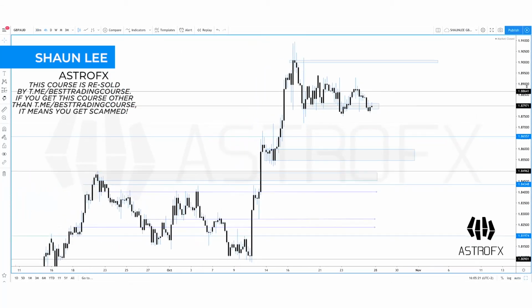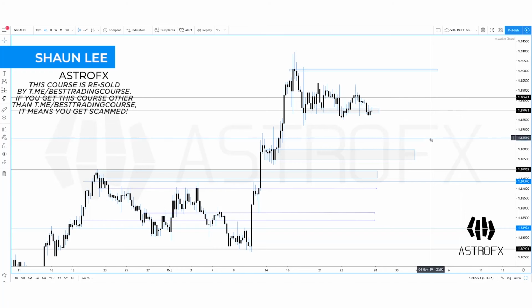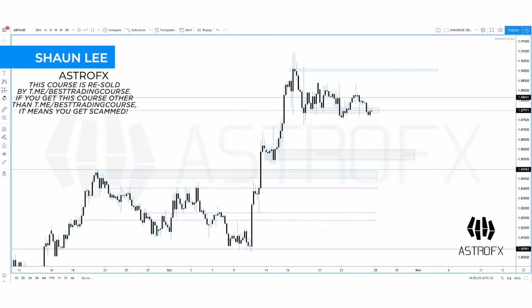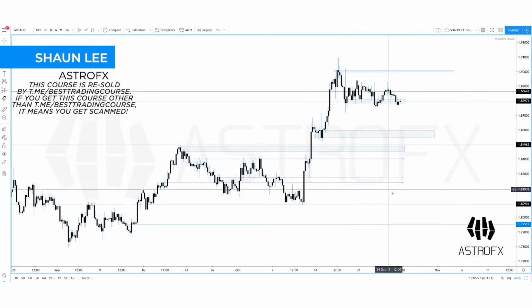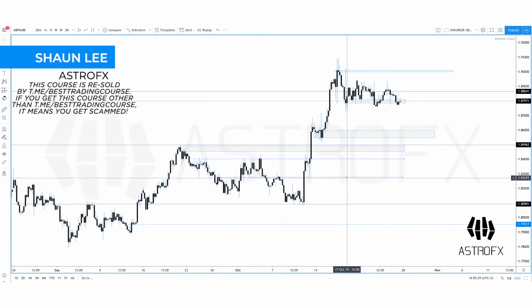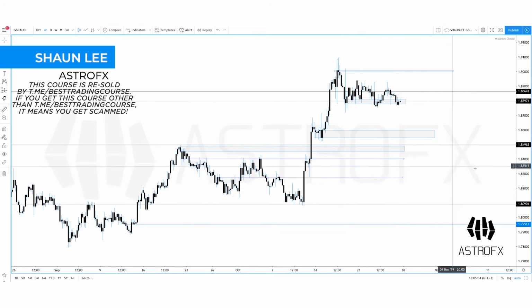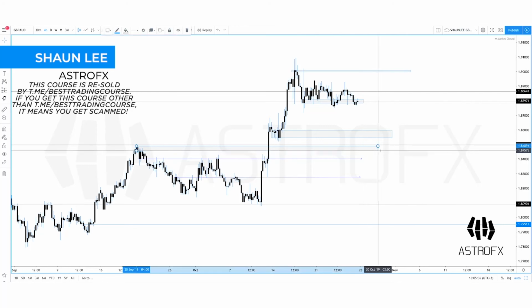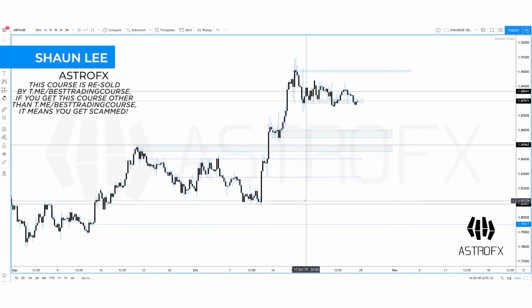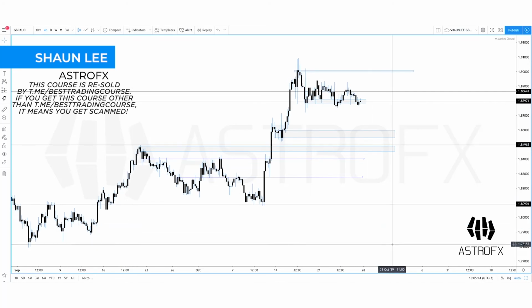Right, taking off. These areas are fine for the moment. That one is cool, that one's cool. I'm going to leave those on. Okay, bringing this across. I'm going to keep this one on because it was a previous very, very significant high. Okay, so this is what we've got now on the chart.